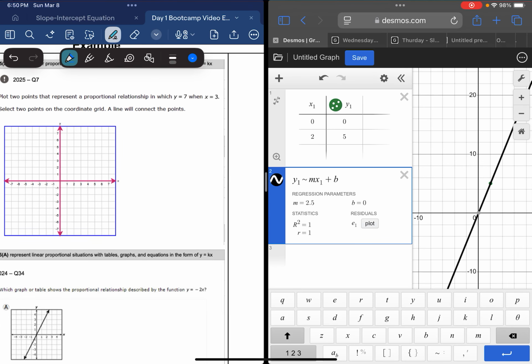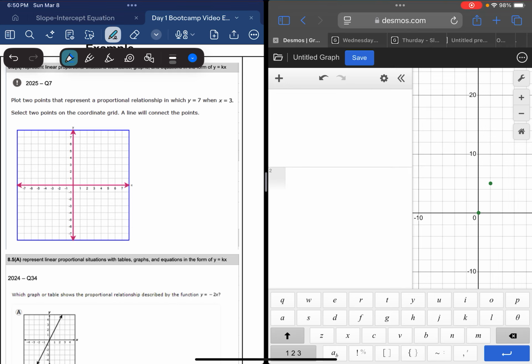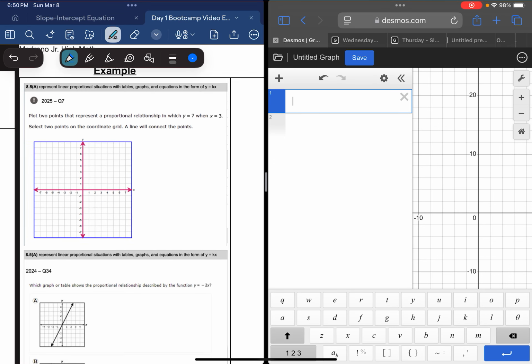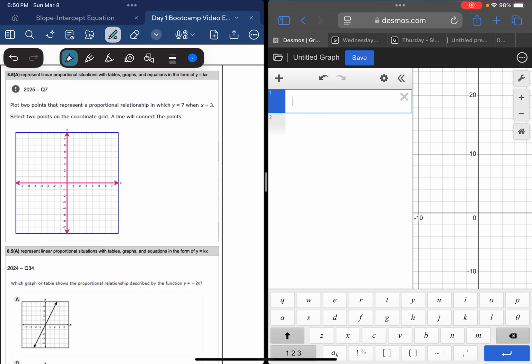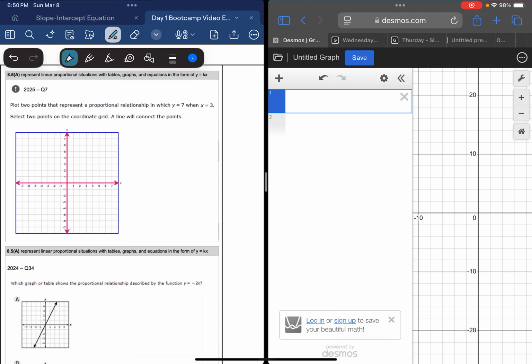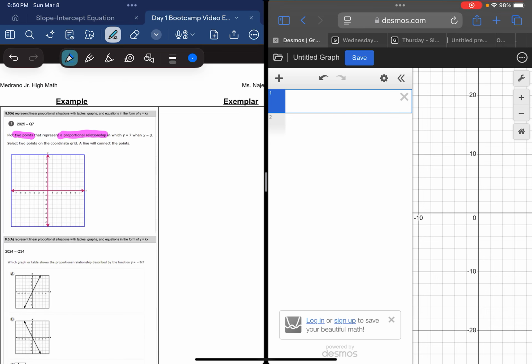Okay. Next question is a graphing question. This is one of the most missed questions on the STAR test and on the SMC. It says plot 2 points, so 2 points that represent a proportional relationship. When we hear that word proportional, we should automatically think 0, 0. So automatically that's one of our points, 0, 0. So we're going to plot 0, 0.